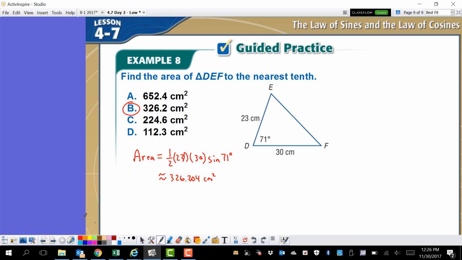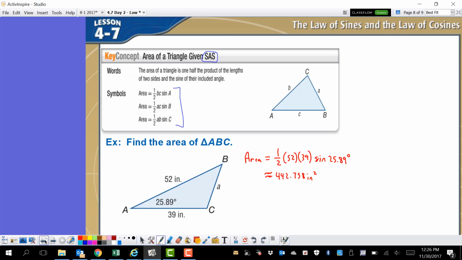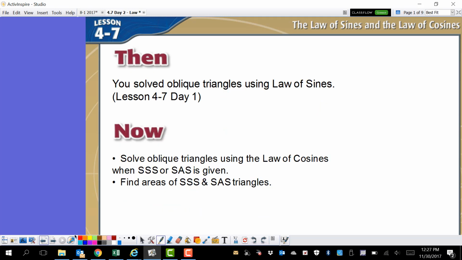That's all that we had for this lesson on law of cosines and finding the area of triangles.